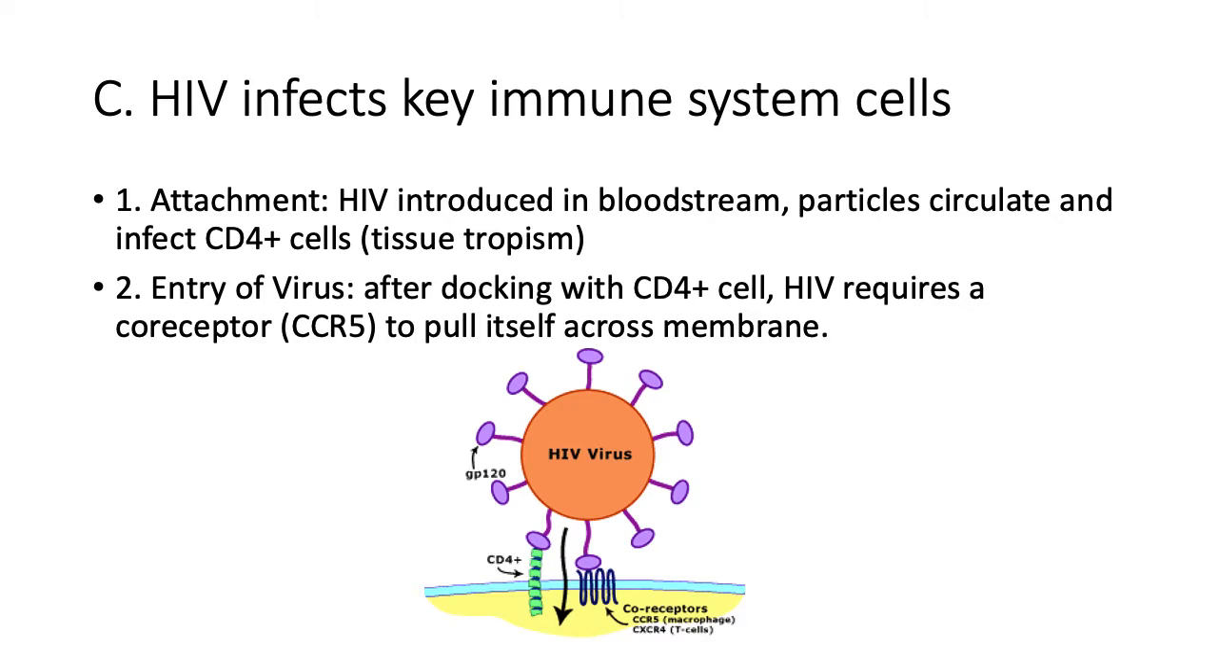Okay, the second step is called penetration, or entry of the virus. So after it docks to the CD4 plus cell, it needs a co-receptor called the CCR5 to pull itself across the membrane. A couple slides ago, I showed you a cell that had mutated CCR5. Well, if you don't have this co-receptor, HIV is not getting into that cell. So it needs two things, CD4 plus and CCR5.